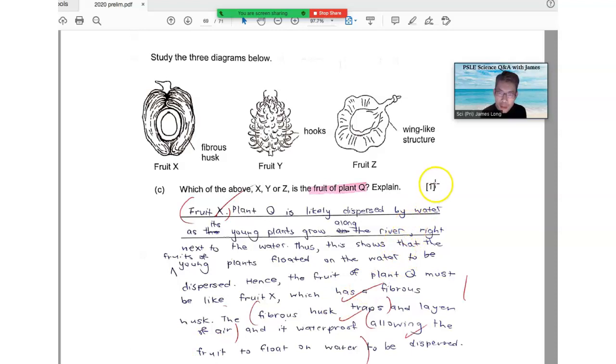This is a 1 mark question, so it deserves the amount of words for 1 mark. But this is more for 2 marks kind of answers. Just be wary of that. But of course, very good answer, very detailed.